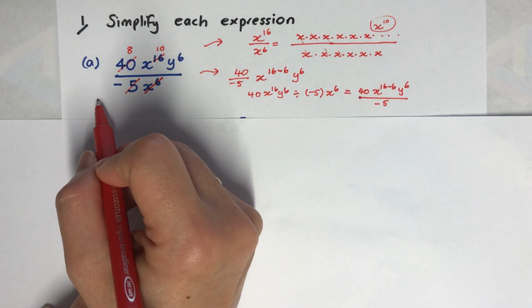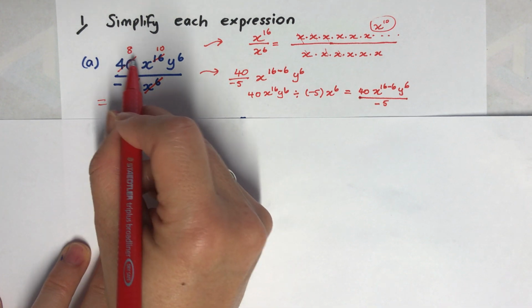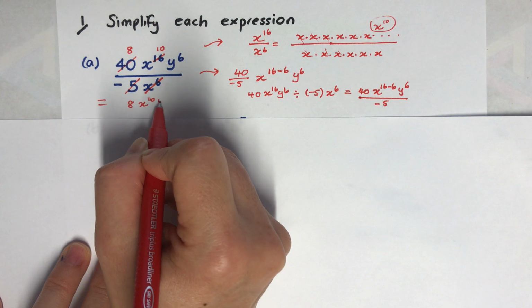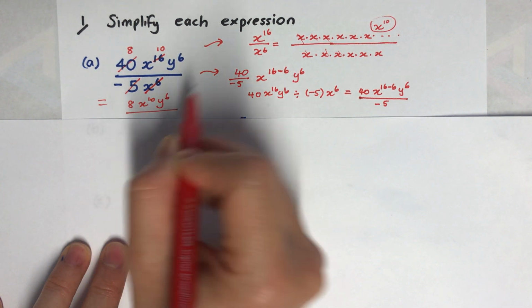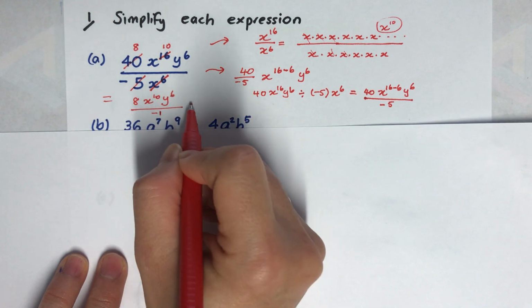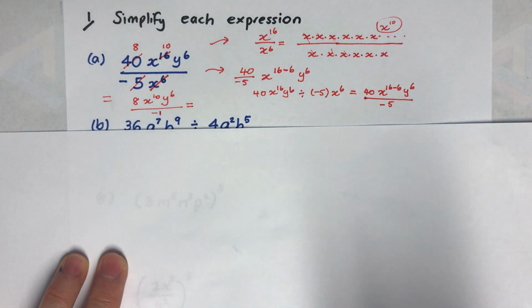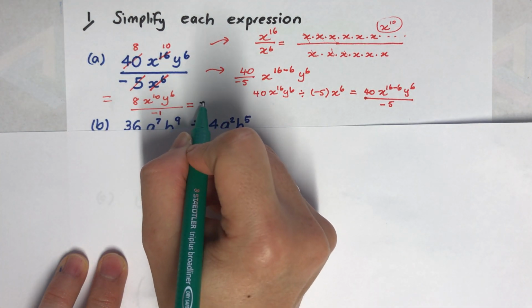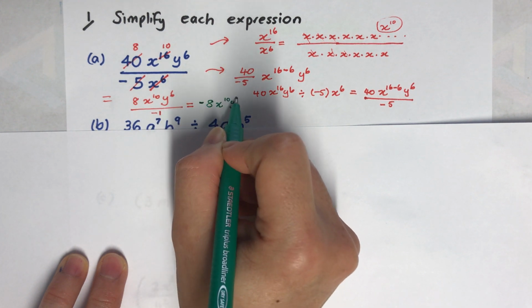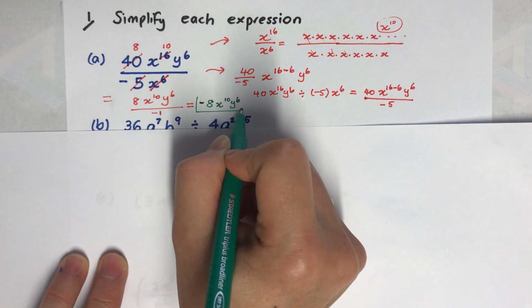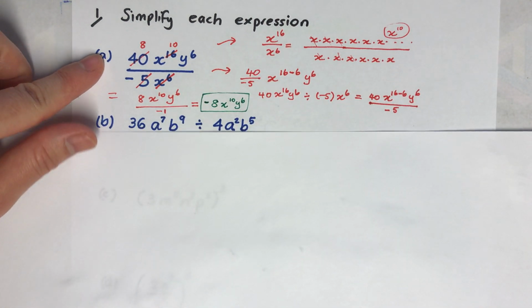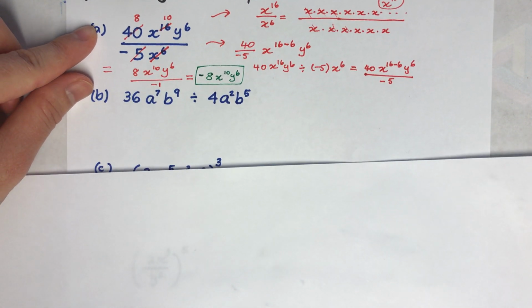I've done it here, and on the top, the numerator, I've got 8, and x to the power of 10, y to the power of 6, all over, oops, there's a minus 1 there. So my final answer will be minus 8x to the power of 10, y to the power of 6. It's a bit small, squashed, but that's my answer. Okay, let's have a look at the next question.